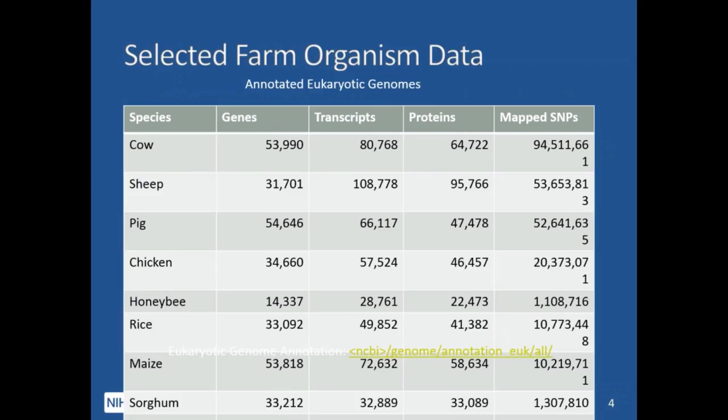Just before we begin, I wanted to show you a slide which didn't format very well when I crossed platforms. Essentially, I want to make you aware that we have a lot of data available for organisms that are not strictly human. These are some agriculturally important organisms: cow, sheep, pig, chicken, honeybee, rice, maize, sorghum. We have completely annotated genomes for these organisms. We have genes, transcripts, proteins, and mapped SNPs available for each one of these. And this is just a selected set.